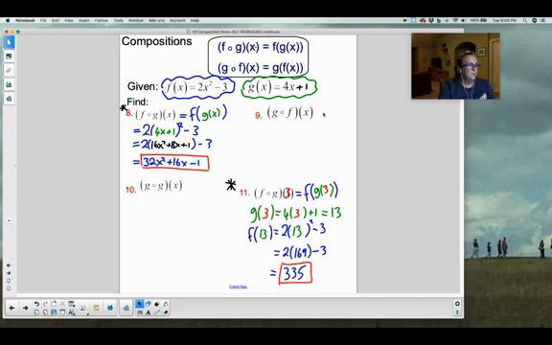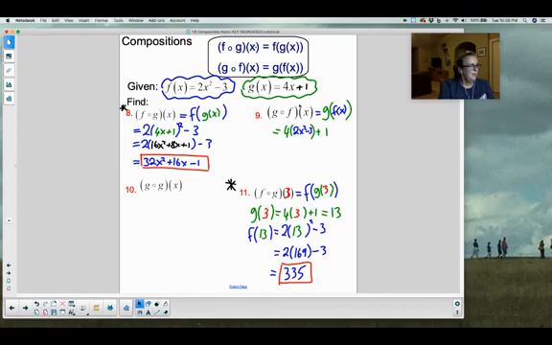So this one is g of f of x. So first of all, I write g, and this is what g looks like. G of, what's our input? Our input is f of x. What does f of x look like? 2x squared minus 3.